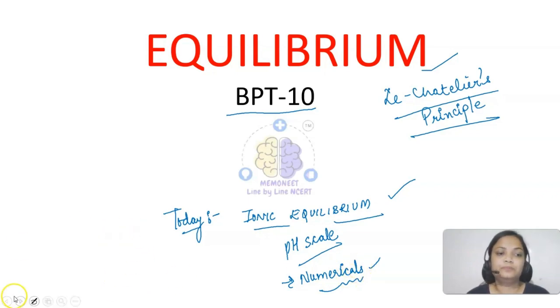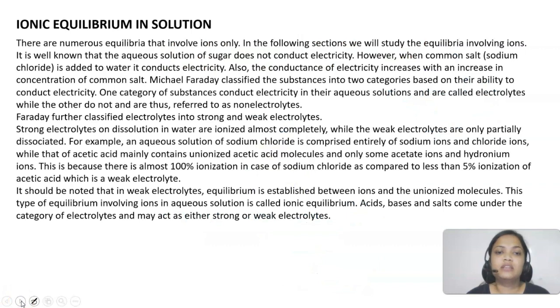All right. So let us first see what ionic equilibrium is. If I am talking about equilibrium, then what is ionic equilibrium? See, there are numerous equilibria that involve ions only. So ionic equilibrium means the equilibrium that is related just with ions. We will be talking about the equilibrium that involves ionic species.